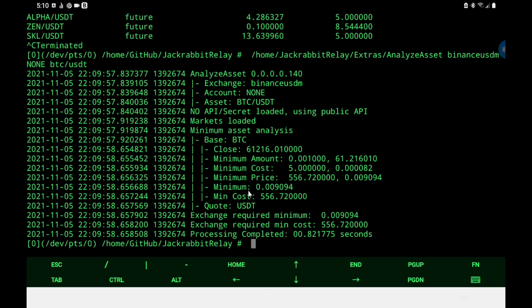So to purchase BTC USDT on a futures account, it is assuming a minimum cost of $556.